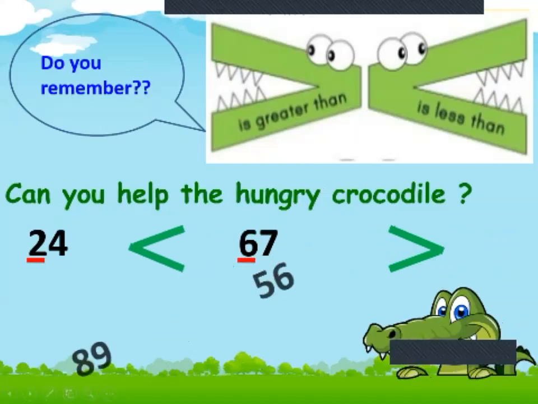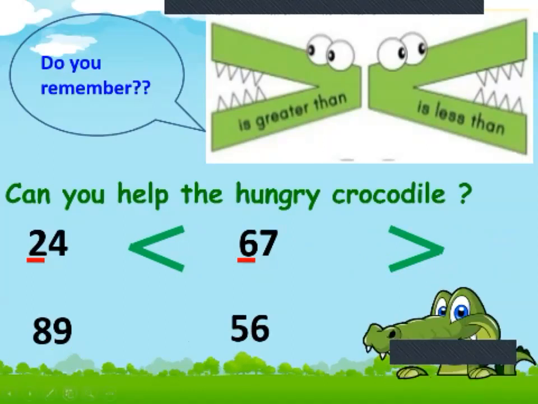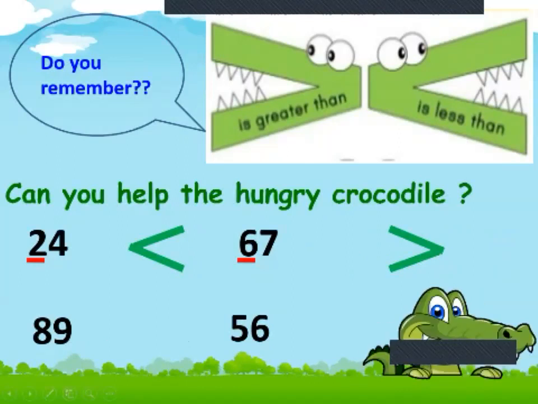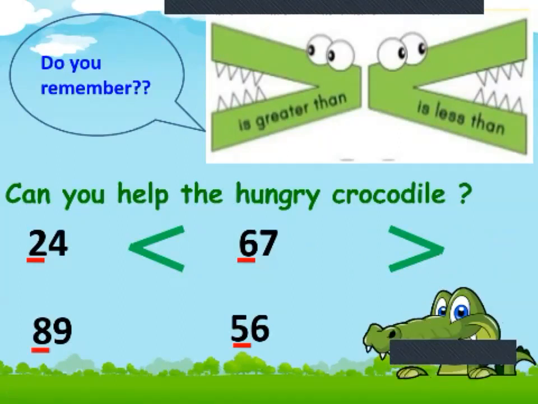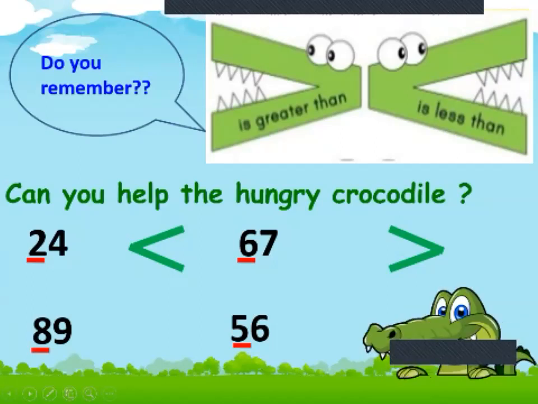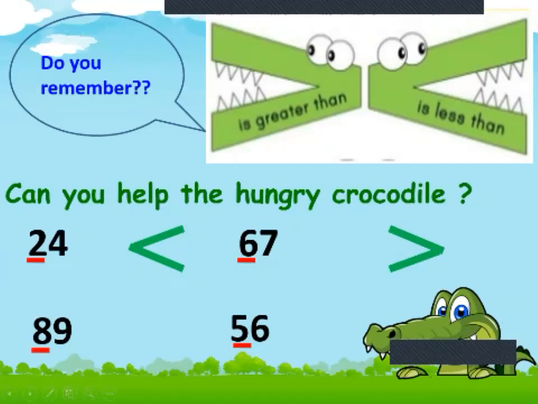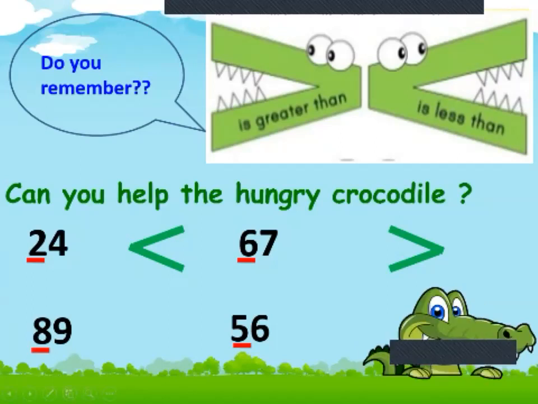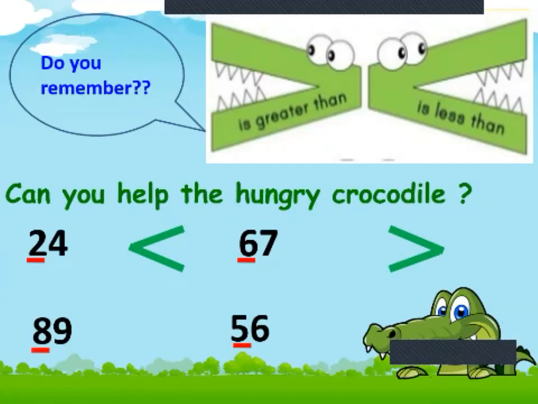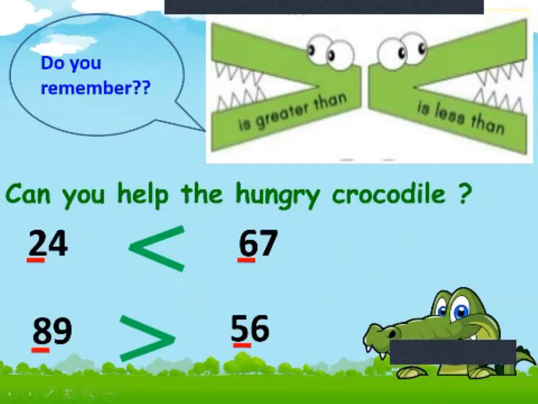Yes. Now, look at the next two numbers, 89 and 56. Now, underline the place value of tens. It is 8 and 5. From these two numbers, which is the big number? 8 or 5? Yes, it's 8. So the crocodile is going to open its mouth to 89. Yes, it's clear to you. Yeah?